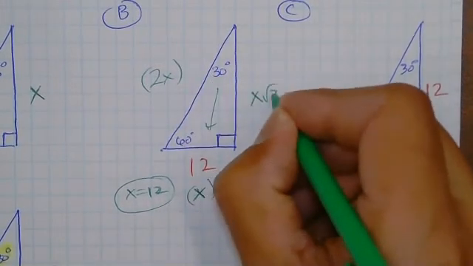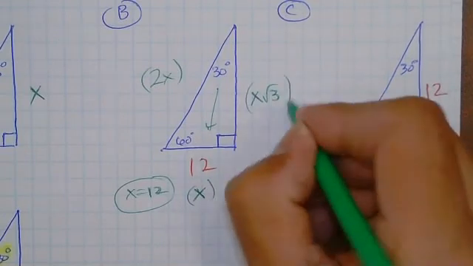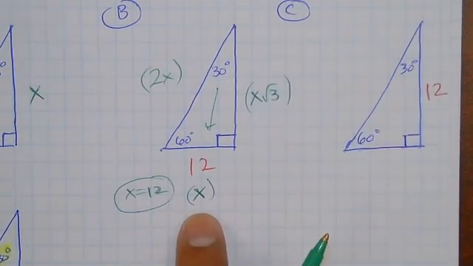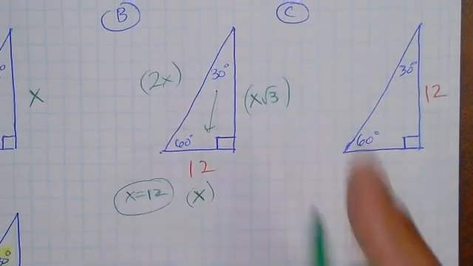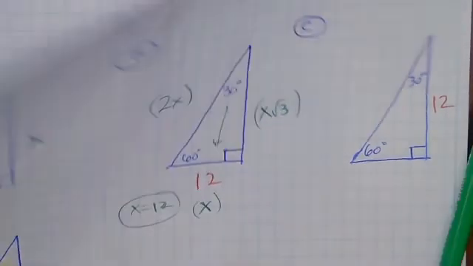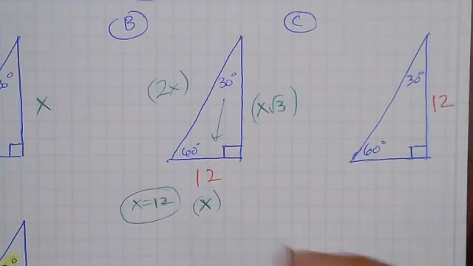I got 2x, I got x, and this is the x root 3 side. Okay, now we can do this one, because I have my value of x, right? If x is 12, what is this one going to be? What is the hypotenuse going to be? Well, the hypotenuse is going to be what?